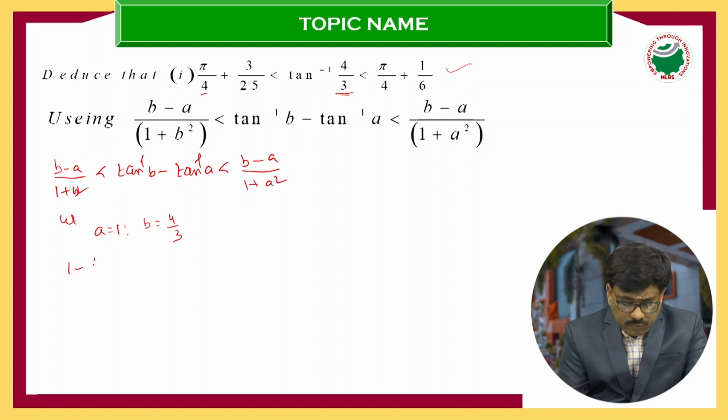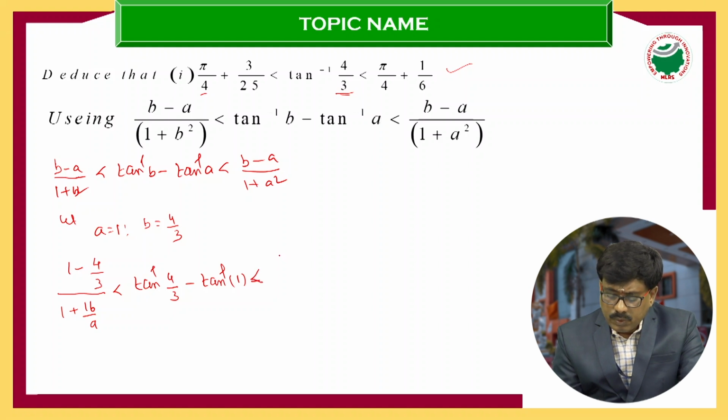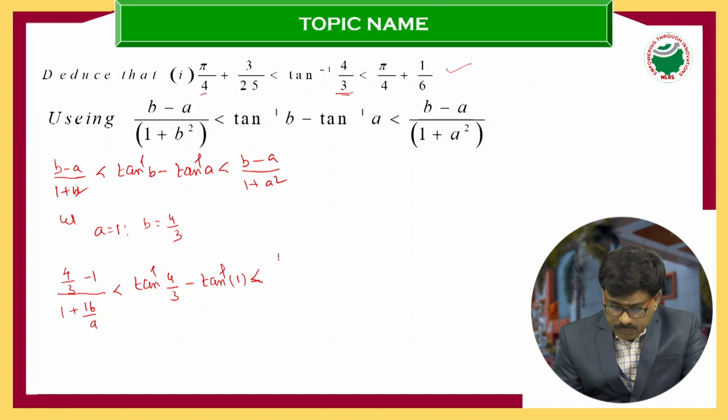(1 minus 4 by 3) whole divided by (1 plus 16 by 9) less than tan inverse of 4 by 3 minus tan inverse of 1 less than b minus a. This one is b minus a. b minus a means 4 by 3 minus 1. Here also (4 by 3 minus 1) whole divided by (1 plus 1 square).